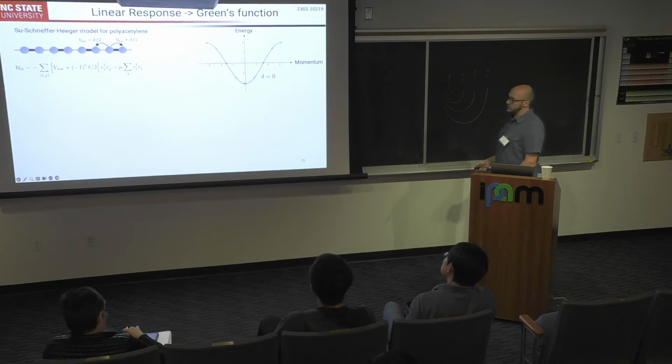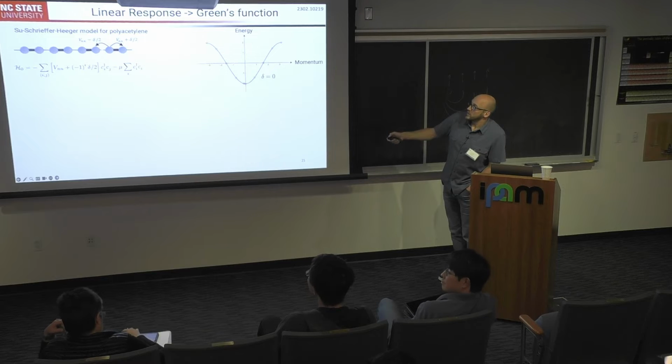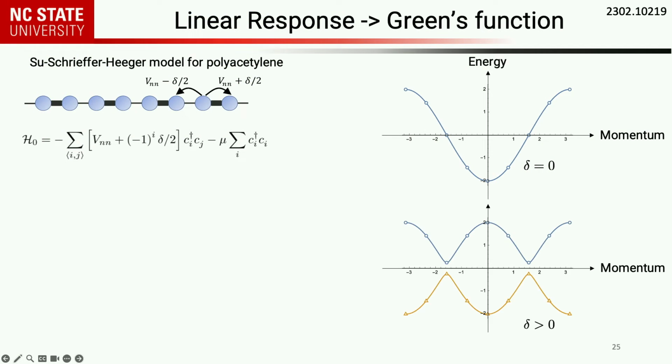It is a periodic system, so the eigenstates live in momentum. If my delta, which is the difference between hopping left and right, is 0, I have a normal cosine band structure. If delta is finite, then I have a gap that opens up at the Fermi level. And so these are the sorts of frequencies that I expect to see coming out of my non-interacting system.